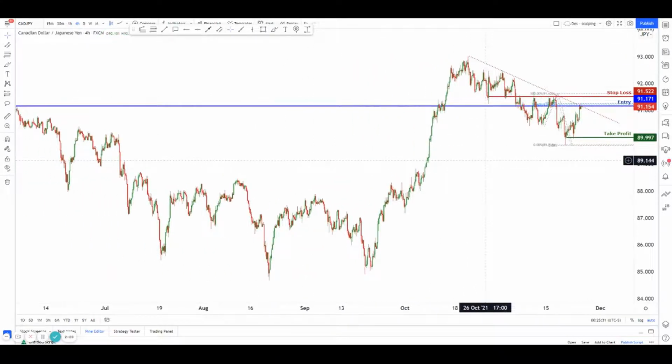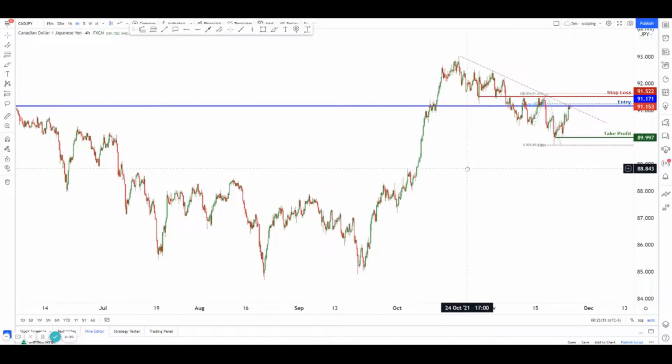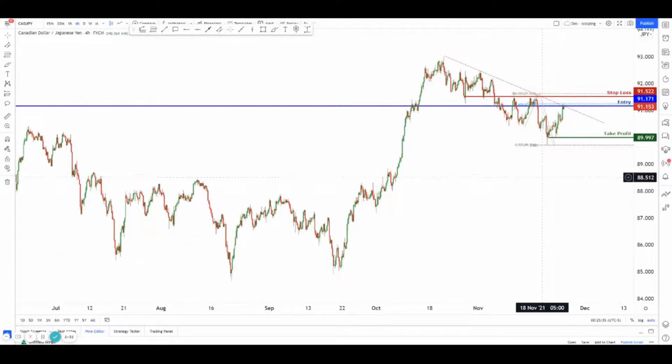Okay, so yeah, this will be one of the key setups we're looking for today. We're looking to play the drop on CAD yen. We're trying to play a drop below 91.17 with a stop loss at 91.52 and a take profit at 89.99. Or actually, if you just move it up one bit, it's 90. Yeah, it's at the 90 level.